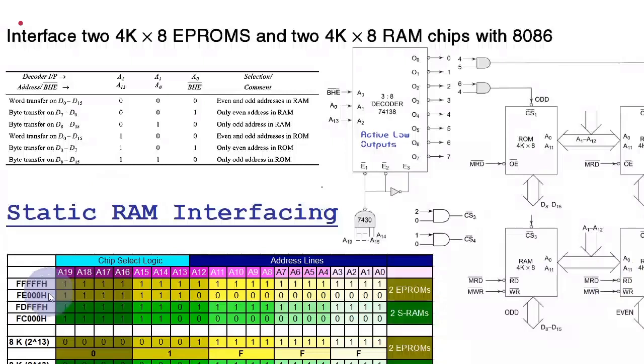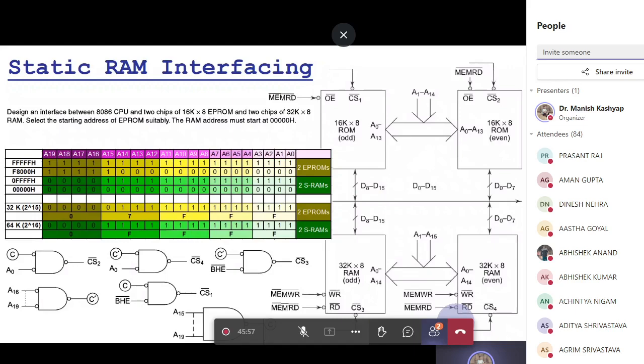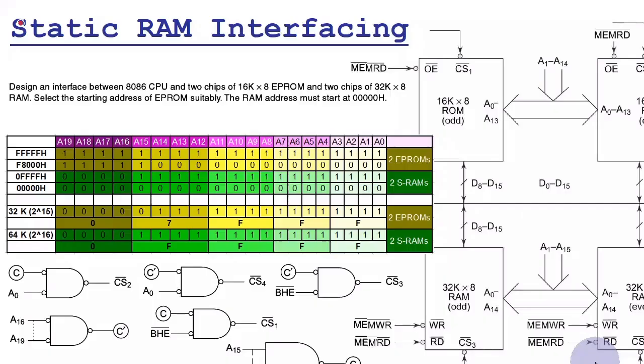Now you are again trying to interface this static RAM to your microprocessor together with some ROM chips. But this time the size of the chips that you are using will be different for RAM and ROM. And you will notice that instead of using a decoder, you have to use various hardware circuits for generating the chip select signals. So let us read the problem first. Design an interface between the 8086 CPU and two chips of 16K cross 8 EPROM. So you have two chips of 16K cross 8 EPROM. 16K is the total number of memory locations that one ROM chip has. So you have two such chips, that is why 32K will be the total locations that the ROM chips will be consuming.